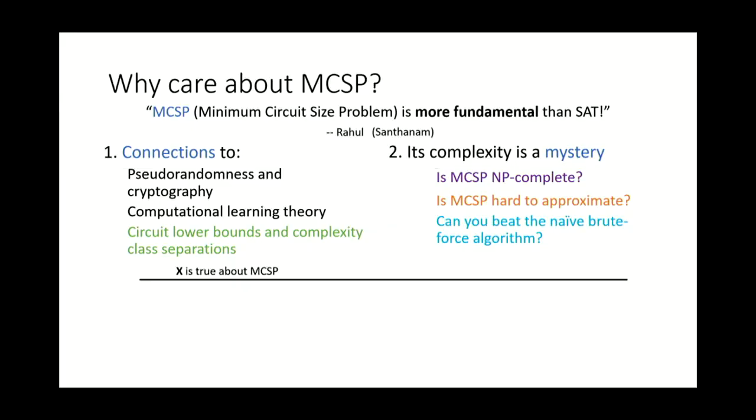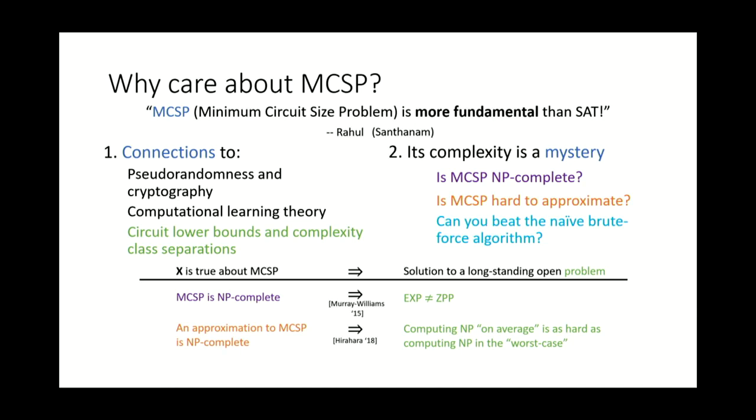In fact, we have theorems of the following form. If something is true about MCSP, that implies a solution to a long-standing open problem about circuit lower bounds and complexity class separations. For example, if the problem is NP-complete, that would mean a breakthrough complexity class separation. If an approximation to MCSP is NP-complete, then amazingly, computing NP on average, for a certain definition of average, is as hard as computing NP in the worst case. Finally, if you could show that there do not exist circuits that compute a version of MCSP that are just barely superlinear, then you'd have that all of NP doesn't have polynomial-sized circuits.